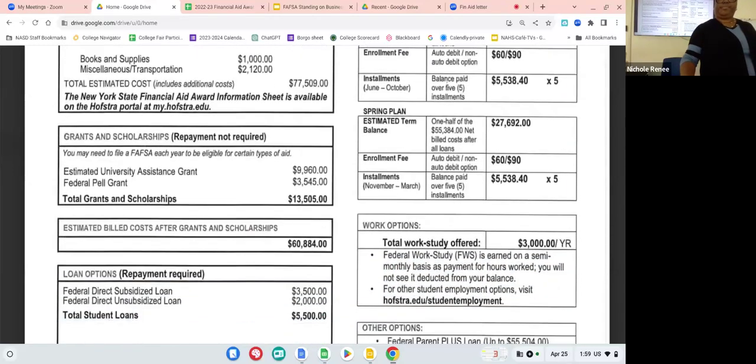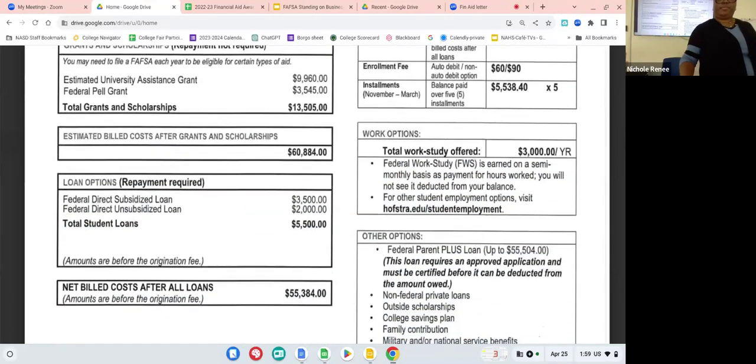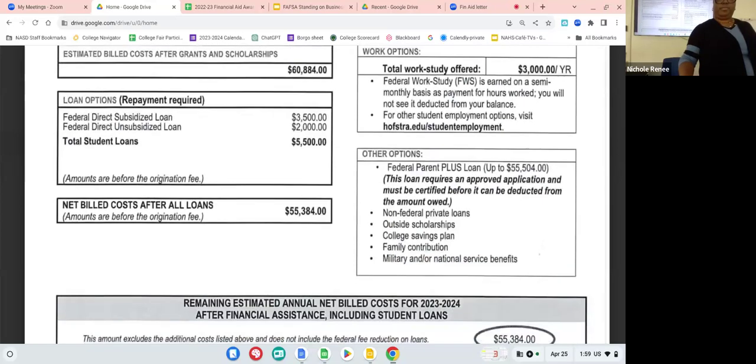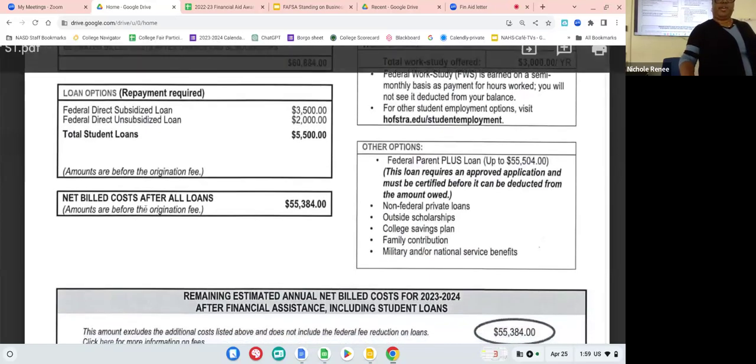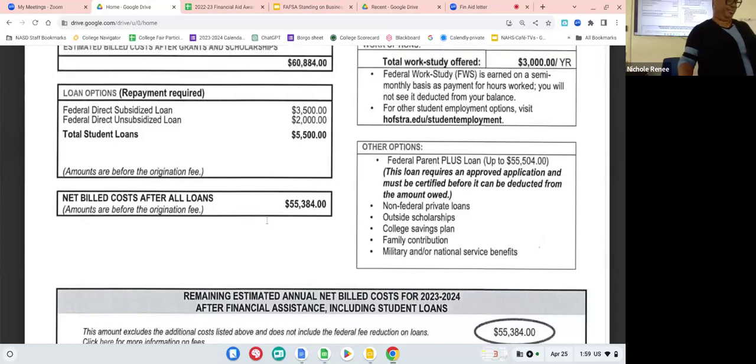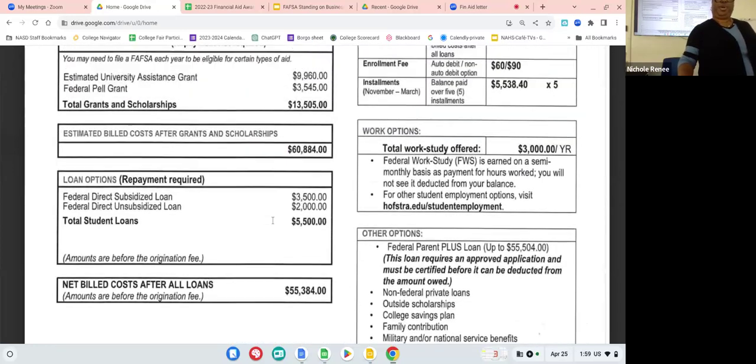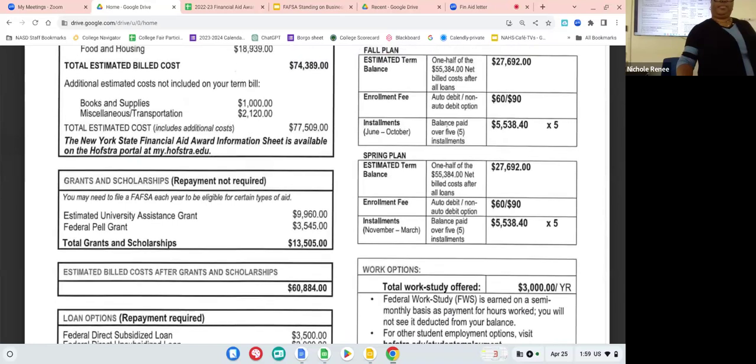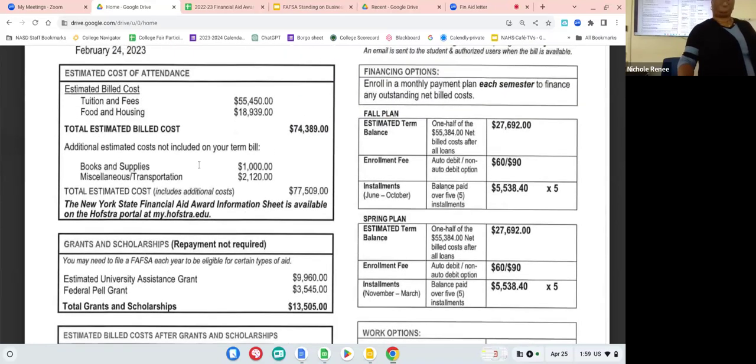Ain't that scary? Net bill cost after all the loans. Heartburn City. Yeah, the tuition was $55,000, the food and housing. So this bill was $74,000.